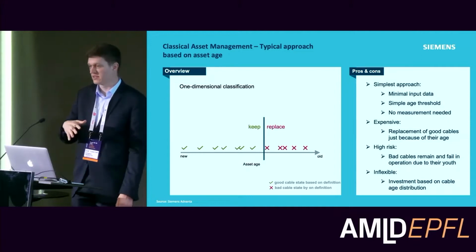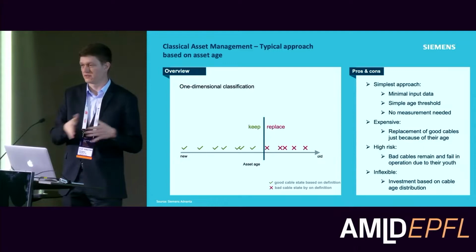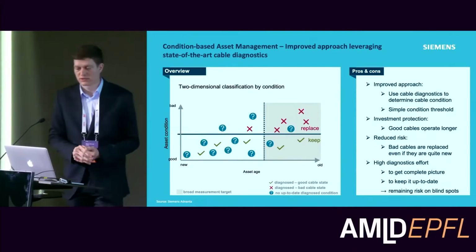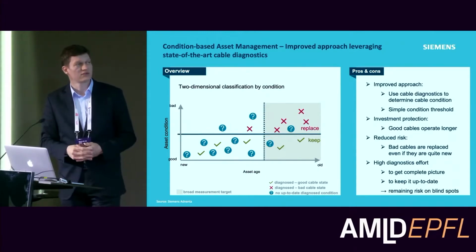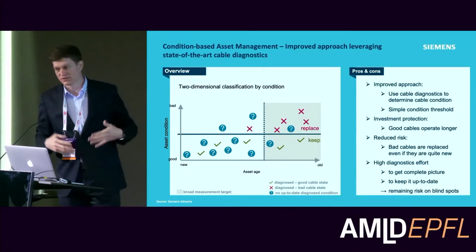What we also often see is that utilities want to get rid of one type of cable, because there are different generations available. Good. So the next thing that they typically do now is some measurements. So then they get an idea, in the Y direction, of what the condition of the asset is.